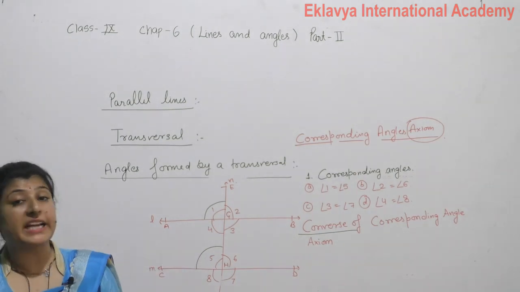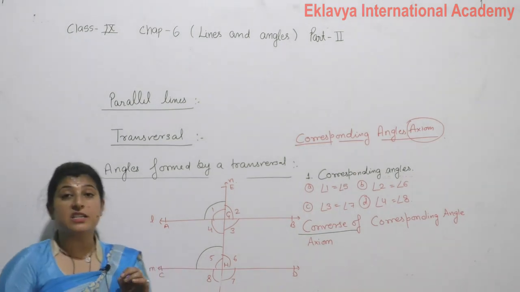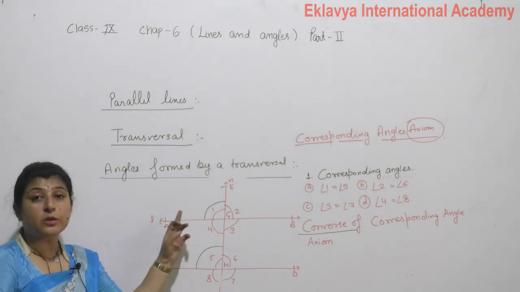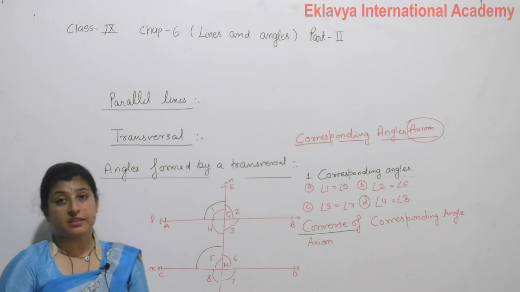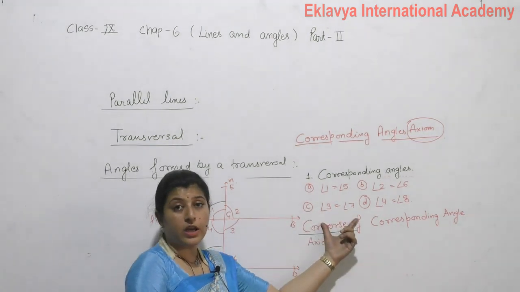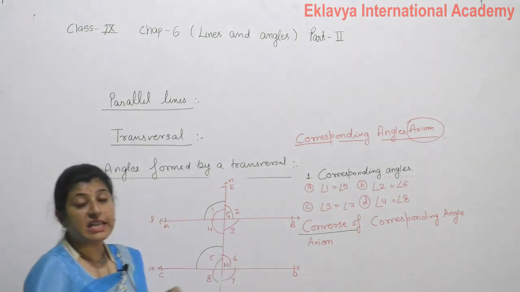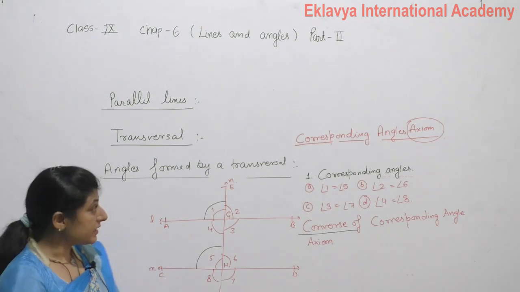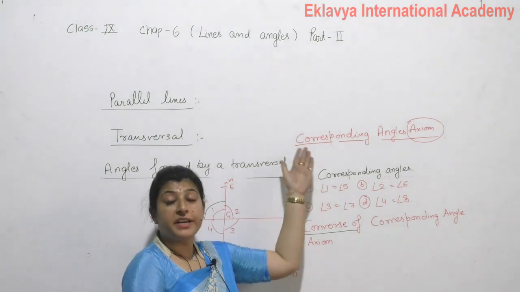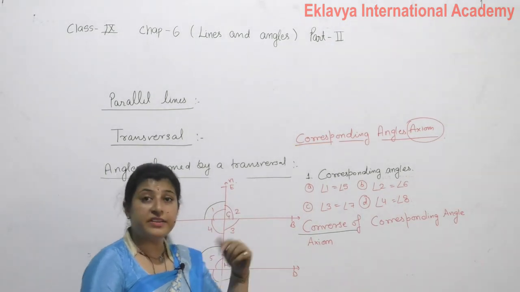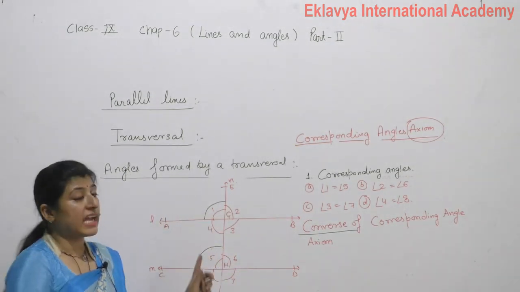We are not talking about parallel lines right now. This is just two lines. When a transversal intersects two lines such that their corresponding angles are equal, then these lines are said to be parallel. Here, we took it as already given that the lines are parallel, and then we said that corresponding angles are equal.